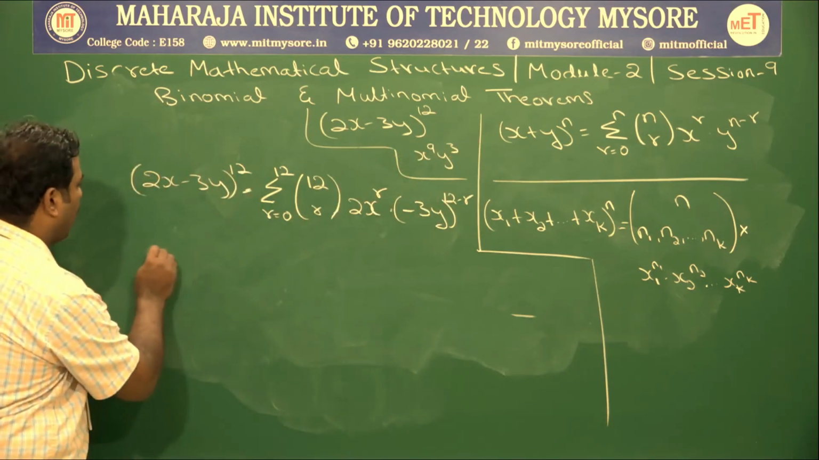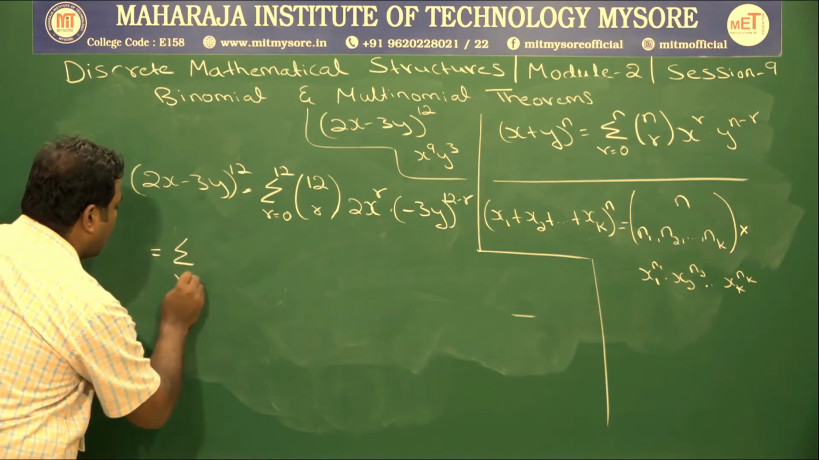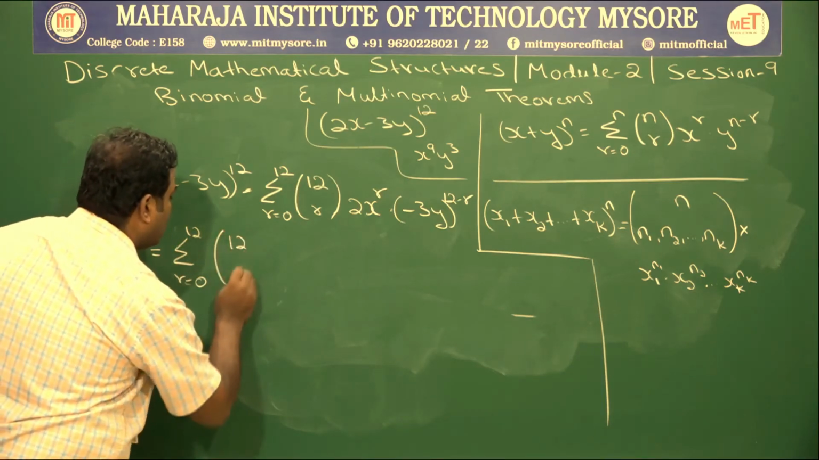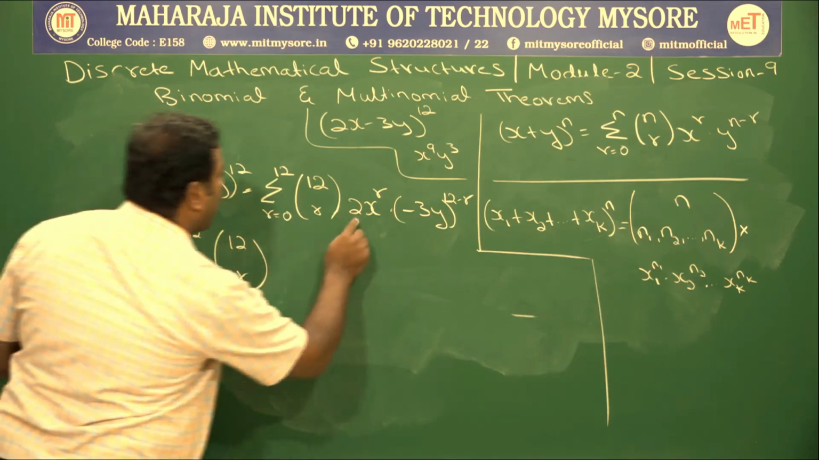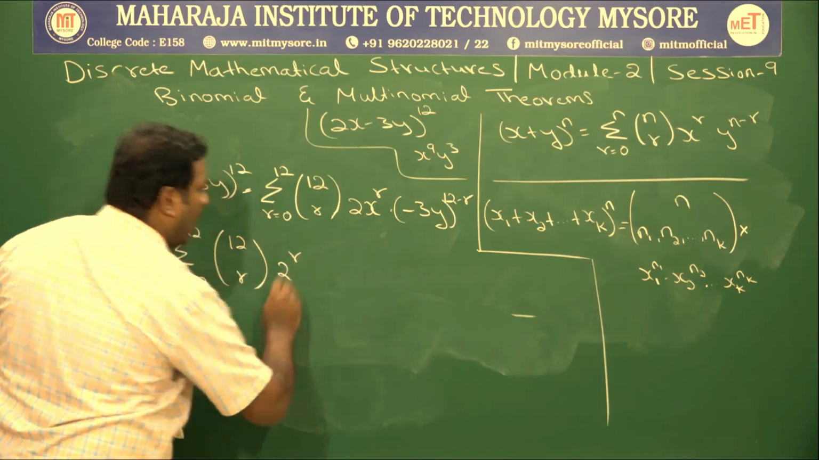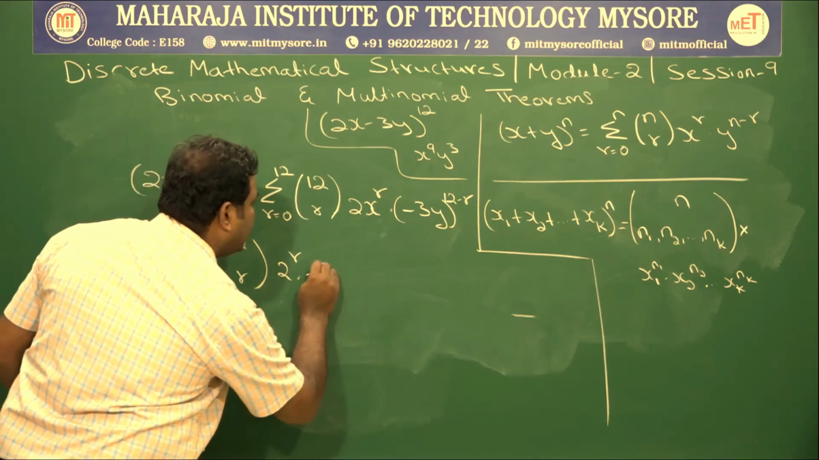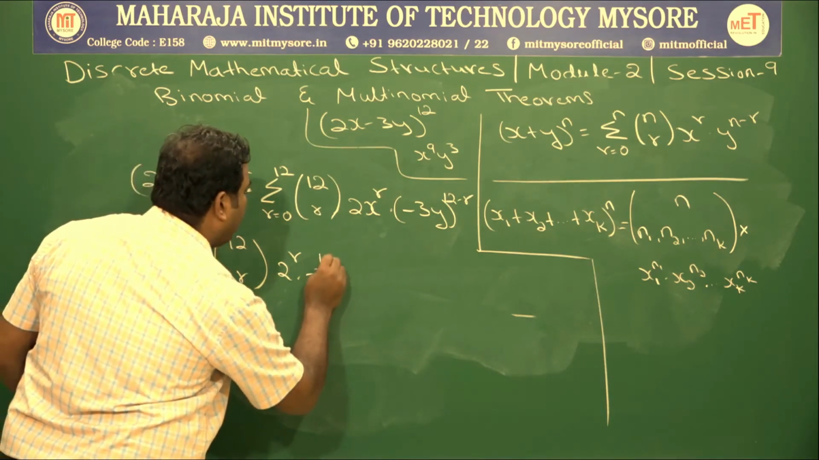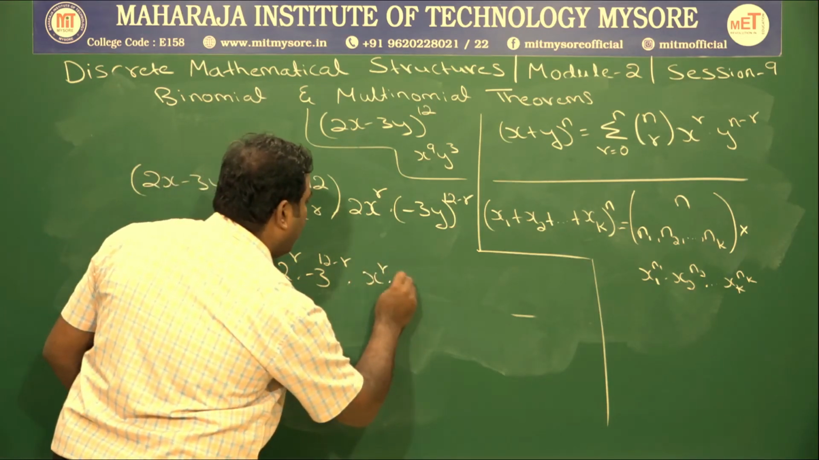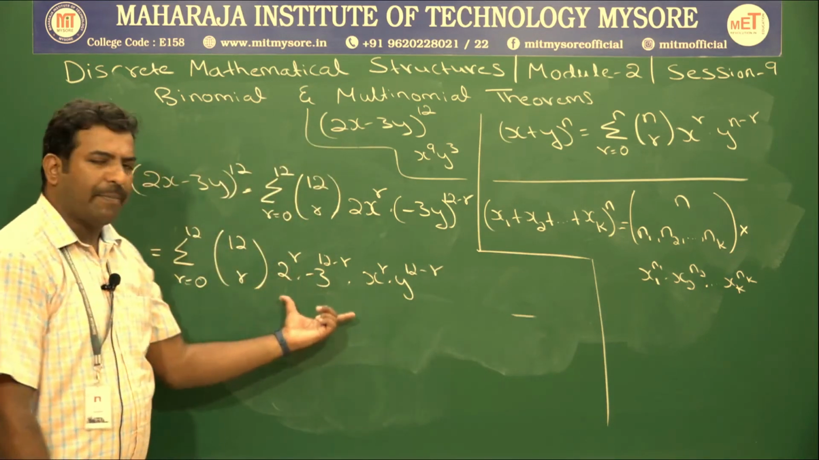So now just to go forward, let me simplify this as the summation of r equals 0 to 12. I am going to have 12Cr and I am going to have this as 2 to the power of r. I am going to separate the x multiplied with minus 3 to the power of 12 minus r, multiplied with x to the power of r into y to the power of 12 minus r. Fine. I have just separated this.